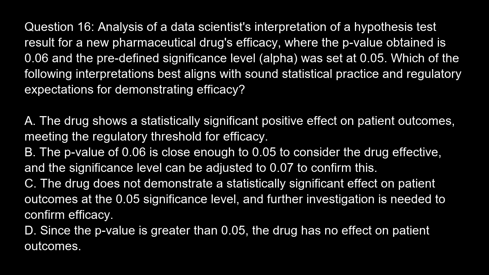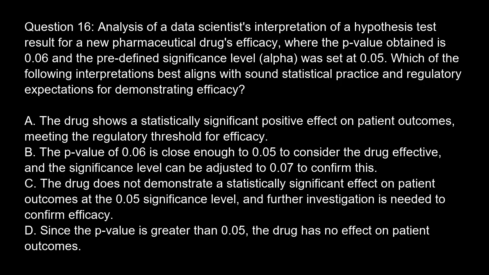Option A. The drug shows a statistically significant positive effect on patient outcomes, meeting the regulatory threshold for efficacy. Option B. The p-value of 0.06 is close enough to 0.05 to consider the drug effective, and the significance level can be adjusted to 0.07 to confirm this.